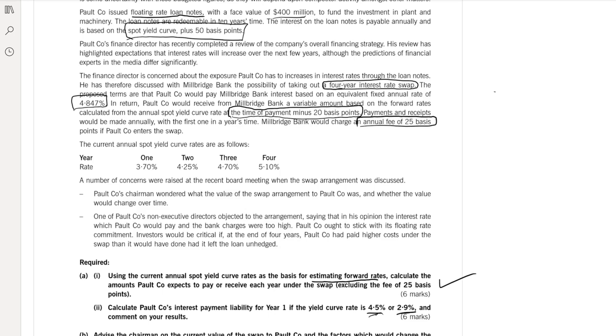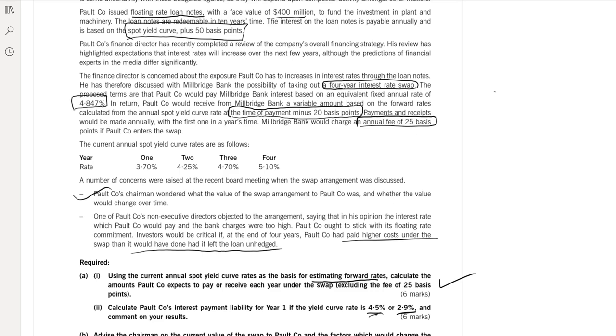A number of concerns were raised at the recent board meeting when the swap arrangement was discussed. Pault Company chairman wondered what the value of the swap arrangement to Pault Company was and whether the value would change over time. So that is point number B. One of the Pault Company non-executive directors objected to the arrangement, saying that in his opinion the interest rate Pault Company would pay and the bank charges were too high. The company ought to stick with its floating rate commitment. Investors would be critical if at the end of 4 years the company had paid higher cost under the swap than it would have done had it left the loan unhedged. So this is all about the C part.